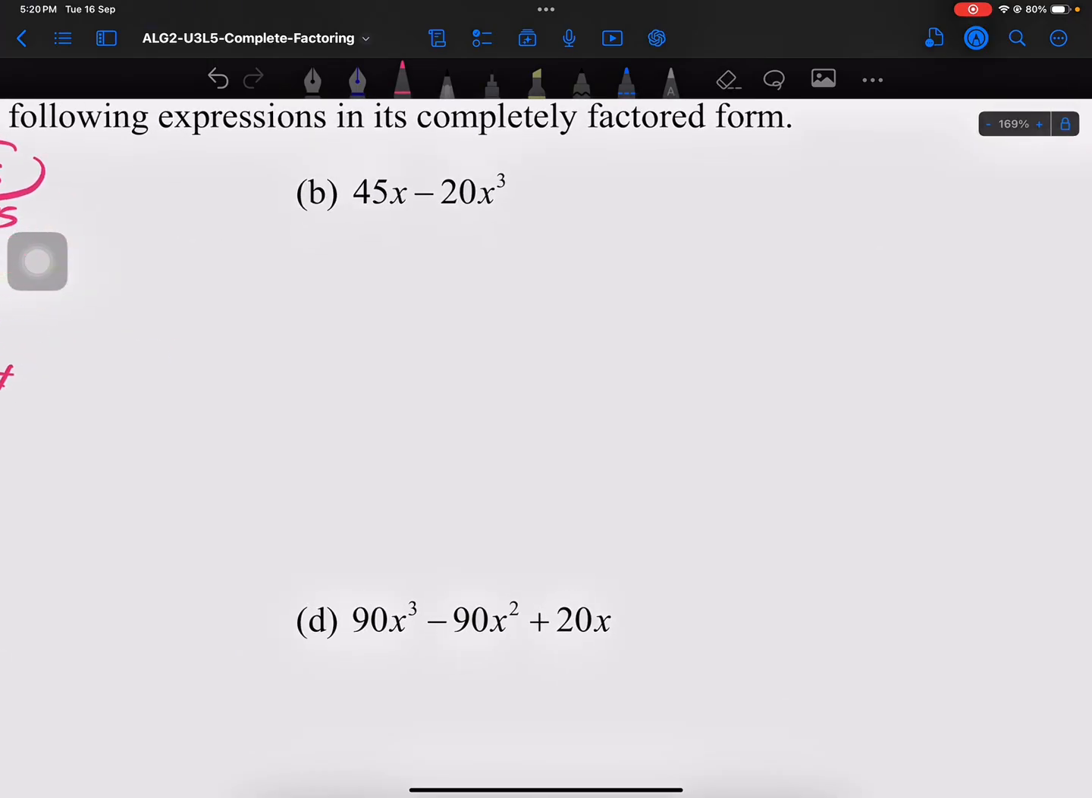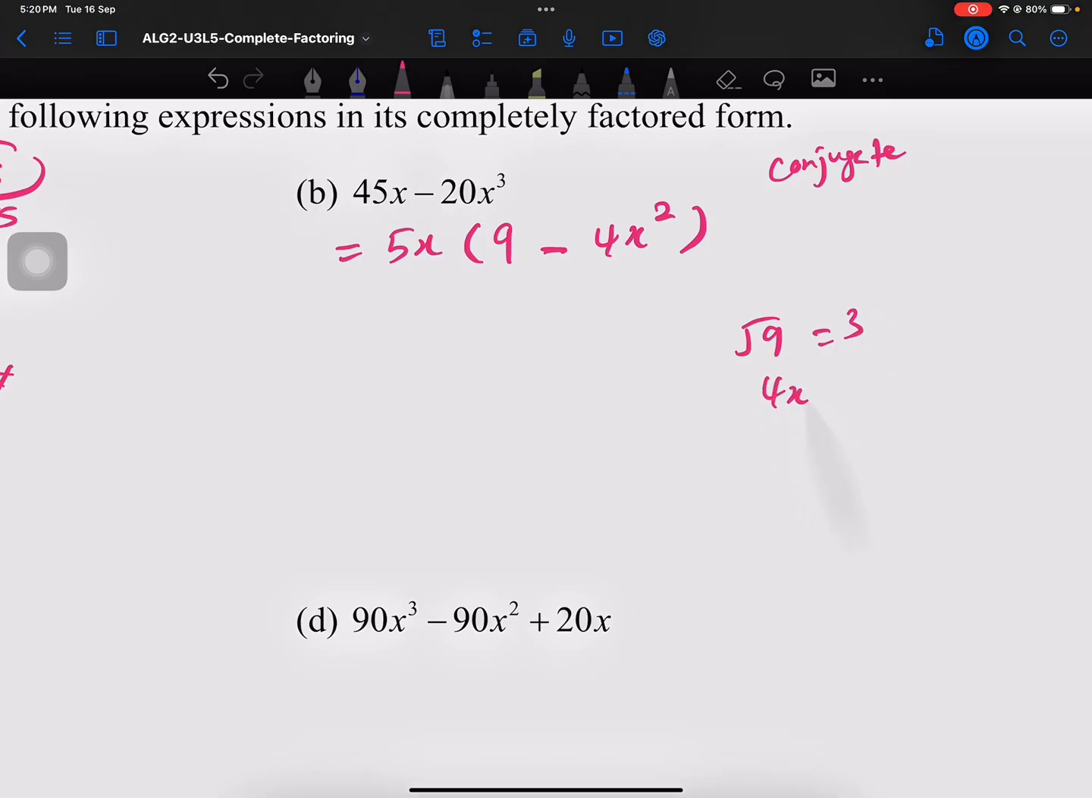Next, for B, you can see that this is a difference of squares. If we take out our GCF as 5x, we get 9 minus 4x squared. From here you can see that this is like a difference of squares, so we can use the conjugate. The square root of 9 is 3, and the square root of 4x squared becomes 2x.